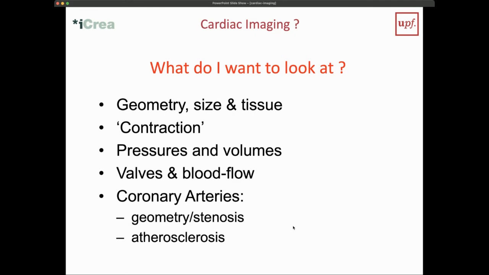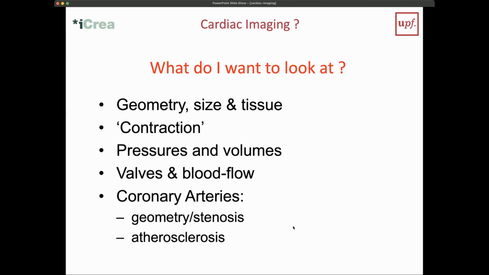Now, as I said before, we need to get this unidirectional flow, and that's why we have valves. So we look at the valves and especially the functioning of the valves. Are these valves closing well? Are they leaking? Are they closing enough and opening enough? This is important because that can determine the functioning. So we need modalities to look at the valves, the structure of the valves, and the blood flow through these valves.